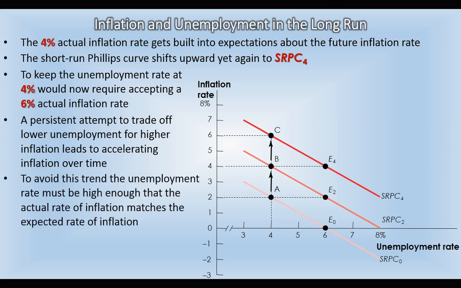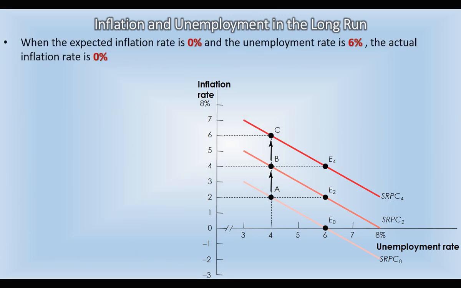To avoid this trend, the unemployment rate must be high enough that the actual rate of unemployment matches the expected rate of unemployment. This situation happens at this point, at E naught, where you have 0% inflation and 6% unemployment. At that point, there are no expectations about inflation because there is no inflation at that point. The unemployment rate is high enough that you do not lead to this accelerating cycle of inflation. When the expected inflation rate is 0% and the unemployment rate is 6%, the actual inflation rate is 0%.